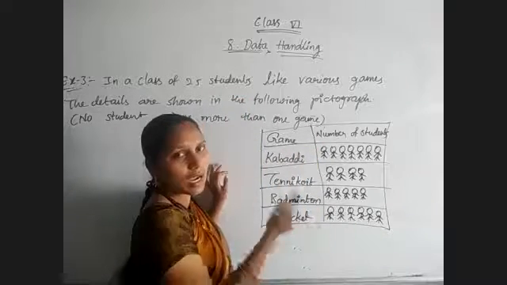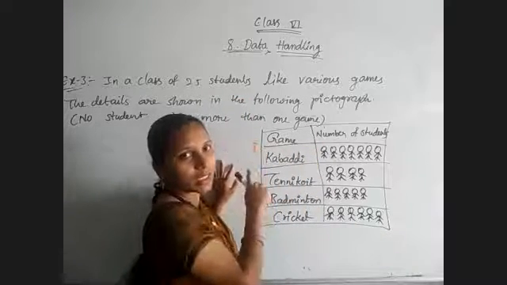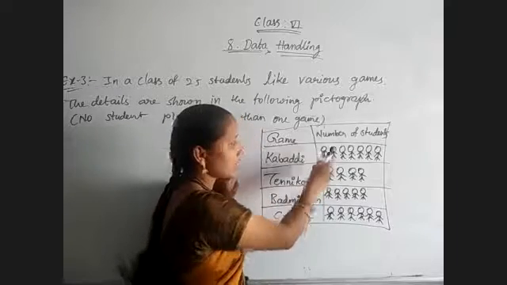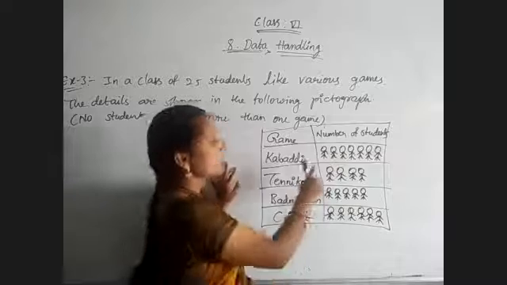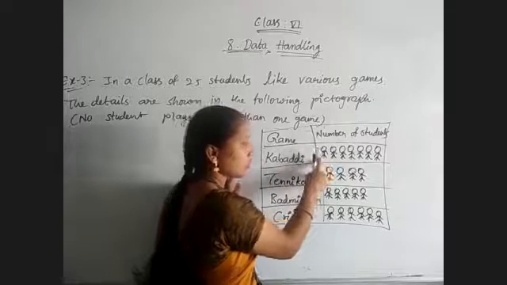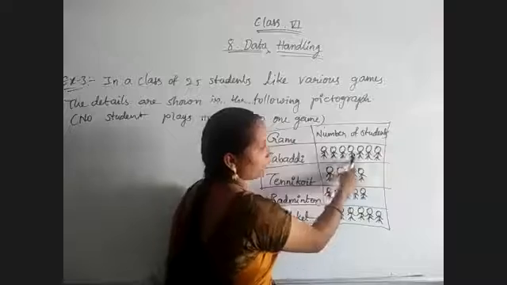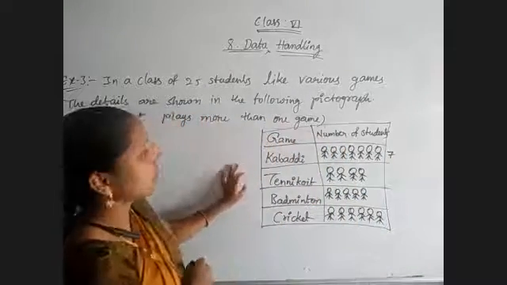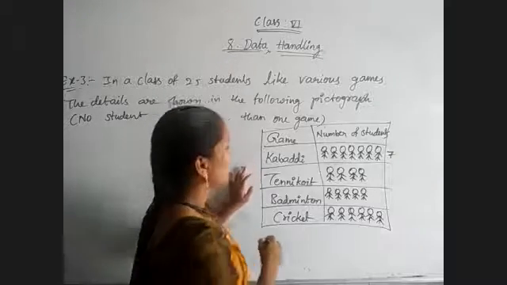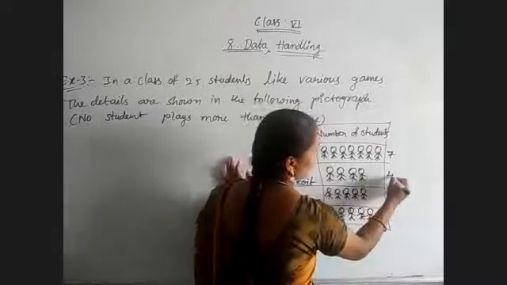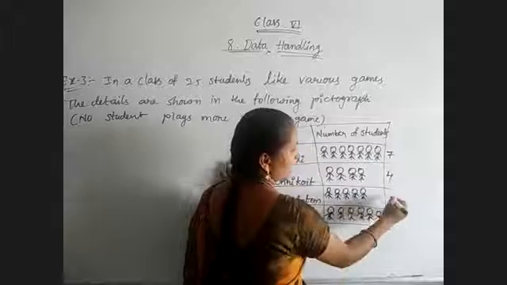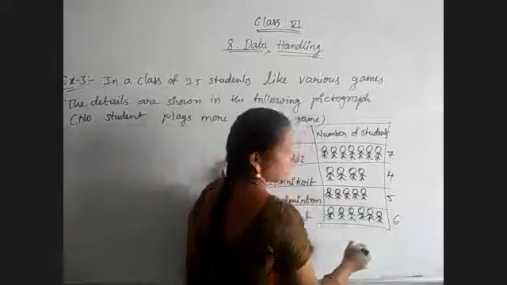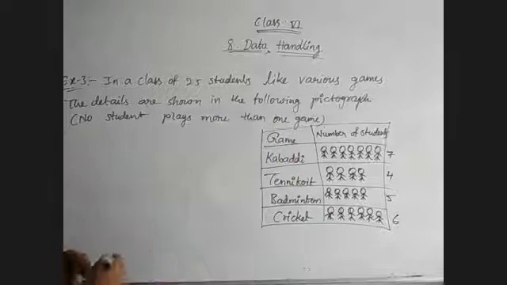It means we need to analyze the question properly. We need to study the question properly, and then we have to understand. So here the scale is given like that: each symbol is for one student itself. So this symbol is for one student. 2, 3, 4, 5, 6, 7. So the number of students who like kabaddi is 7. Tenicoid 4. 1, 2, 3, 4. 1, 2, 3, 4, 5 students like badminton. 1, 2, 3, 4, 5, 6 students like cricket. Okay, that is the given information.